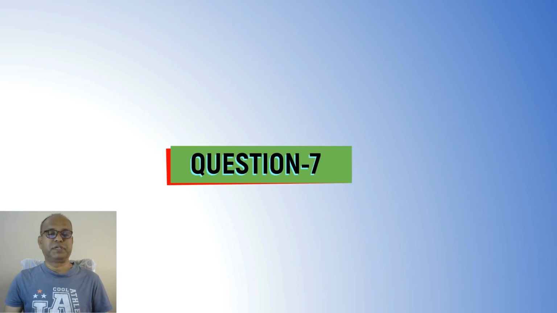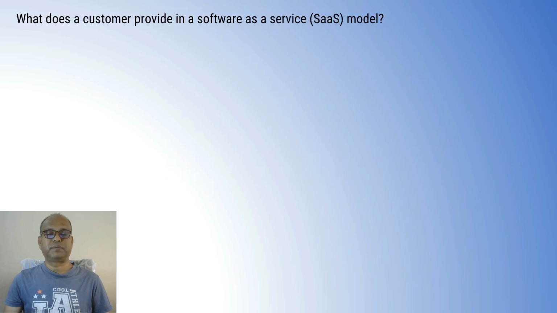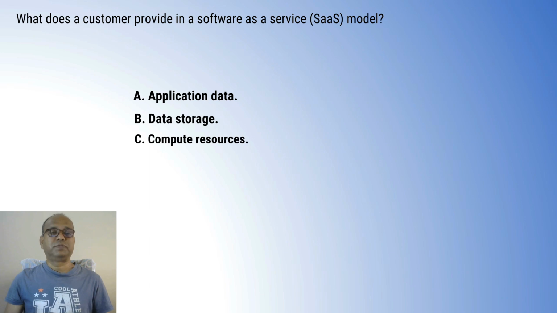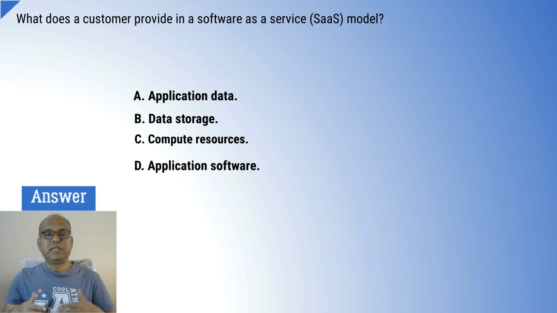Next question 78. What does a customer provide in a software as a service (SaaS) model? Option A, application data. Option B, data storage. Option C, compute resources. Option D, application software. Answer: in a SaaS cloud model, email service is an example and the user can use this service easily. They are not responsible for updates or maintenance of the software, only responsible for application data. Therefore, the correct answer is option A. Next question.